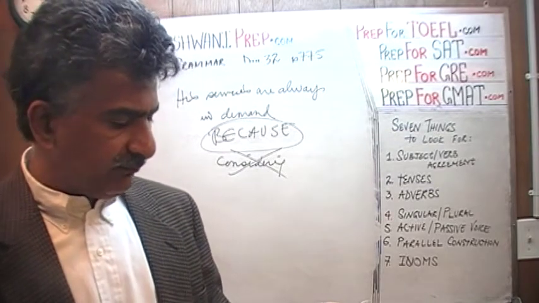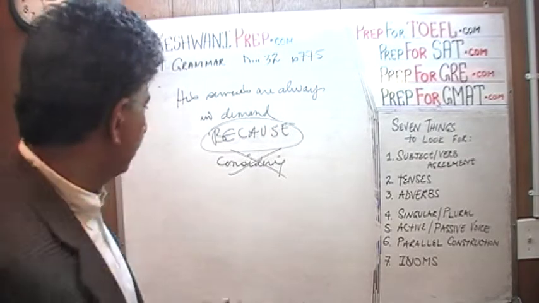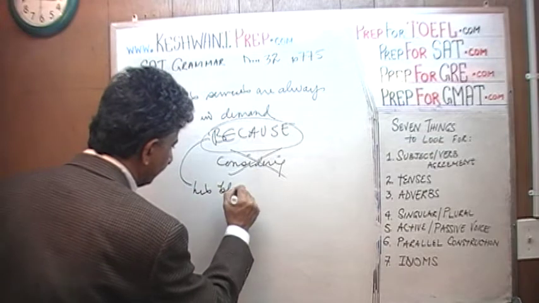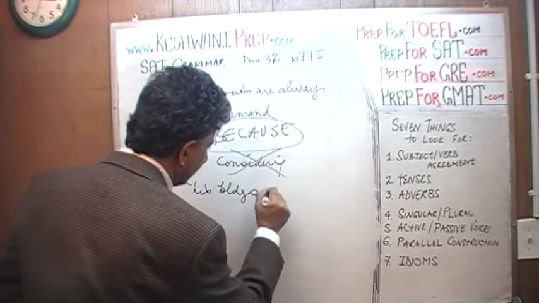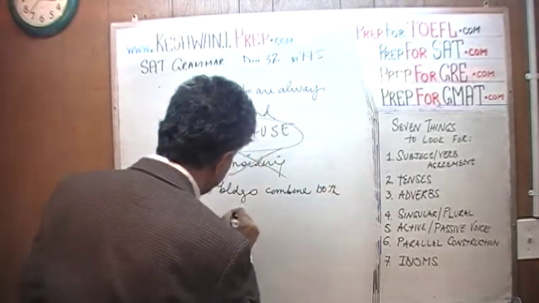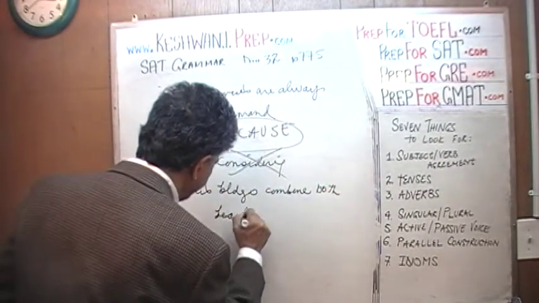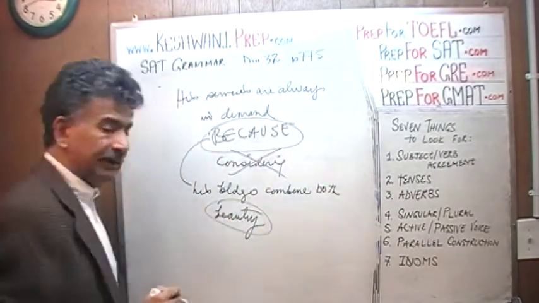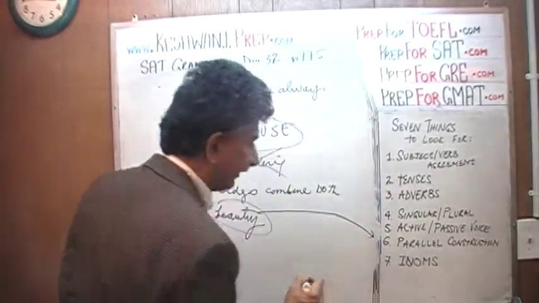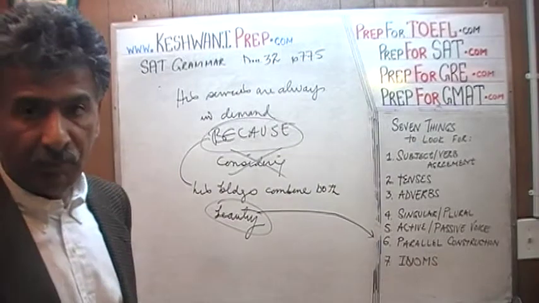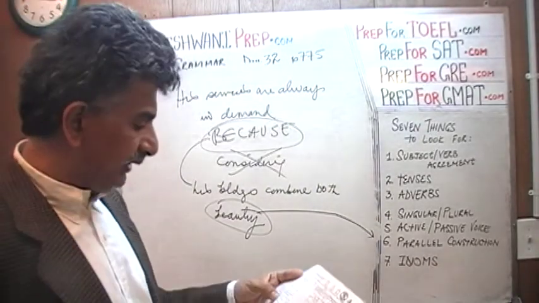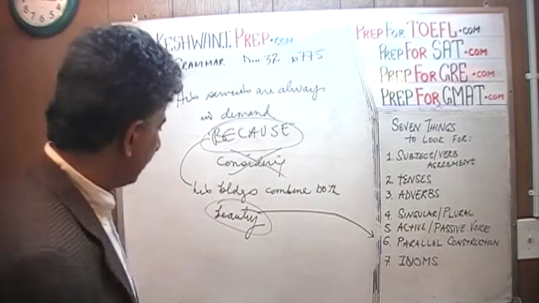Because his buildings combine both beauty. Now beauty is a noun. If it's a noun, the parallel structure tells us that the second part that follows must also be a noun, because his buildings combine beauty and an affordable price.